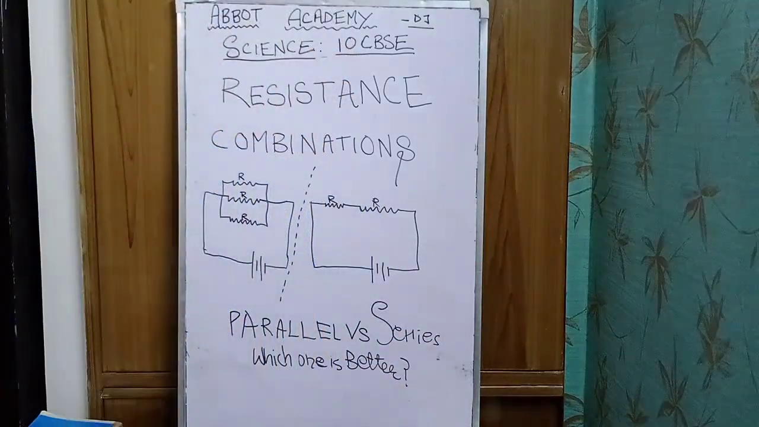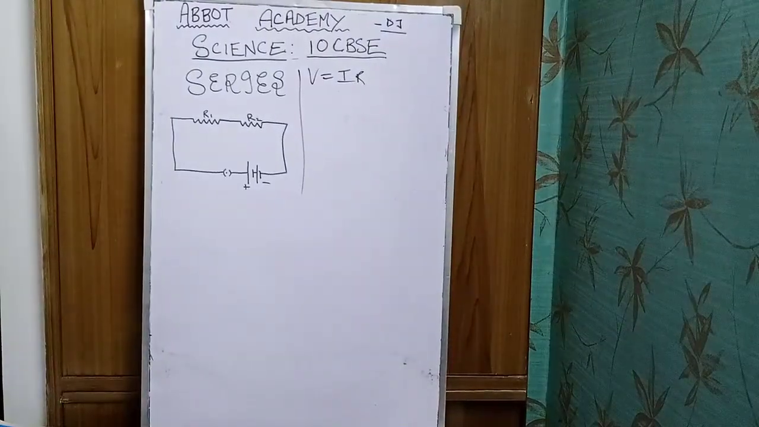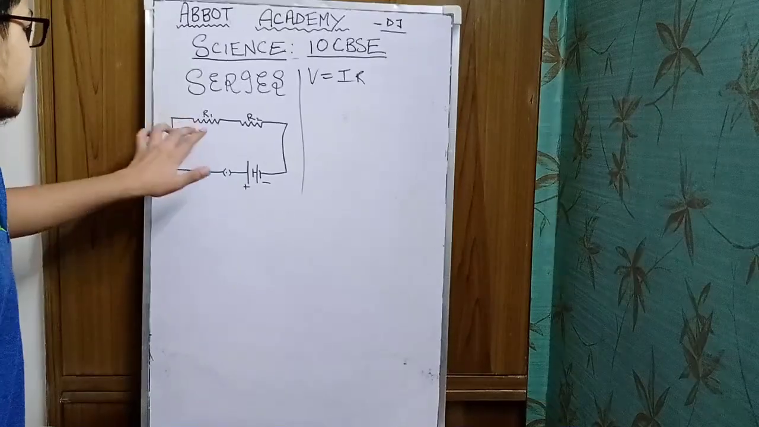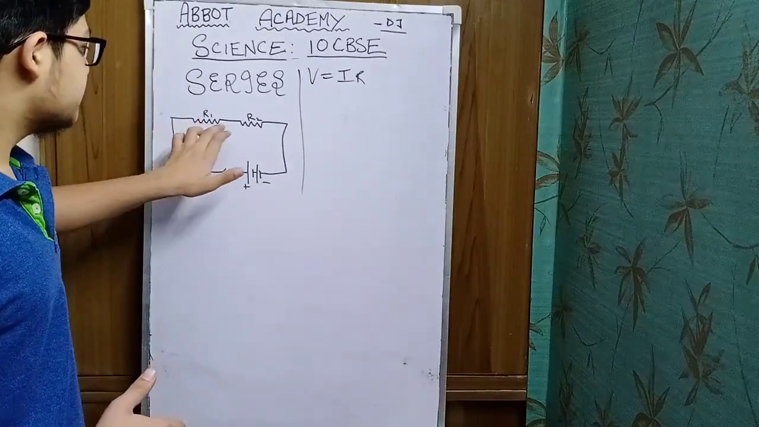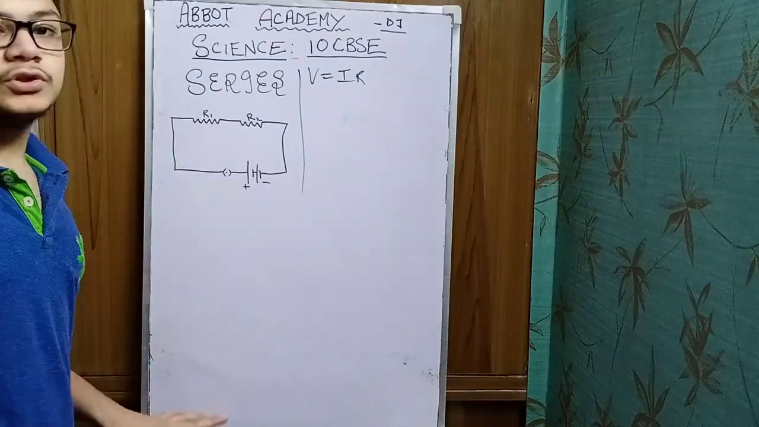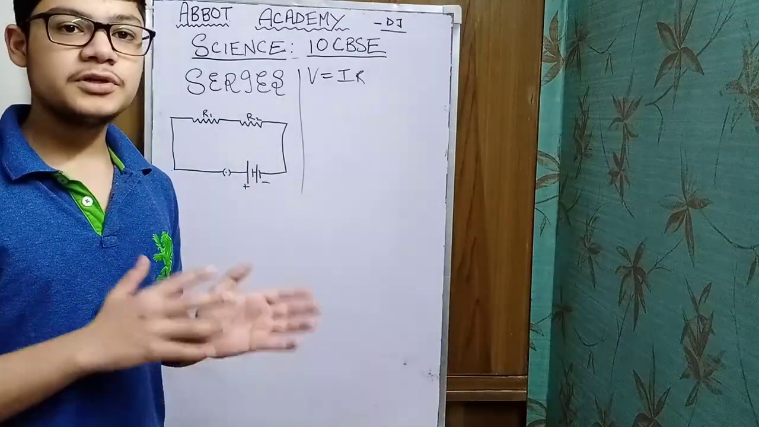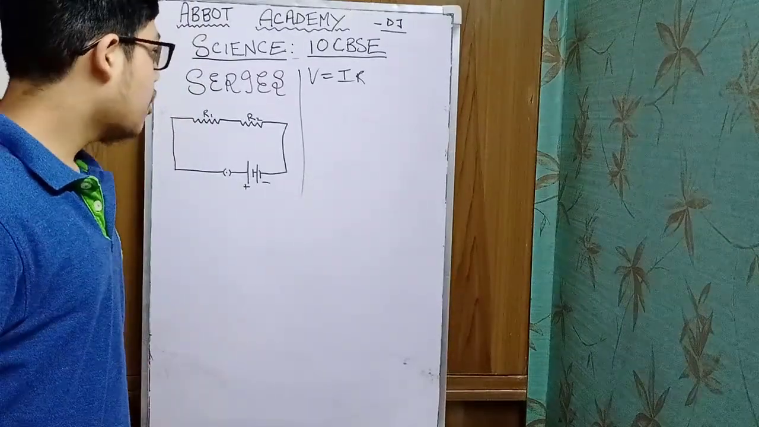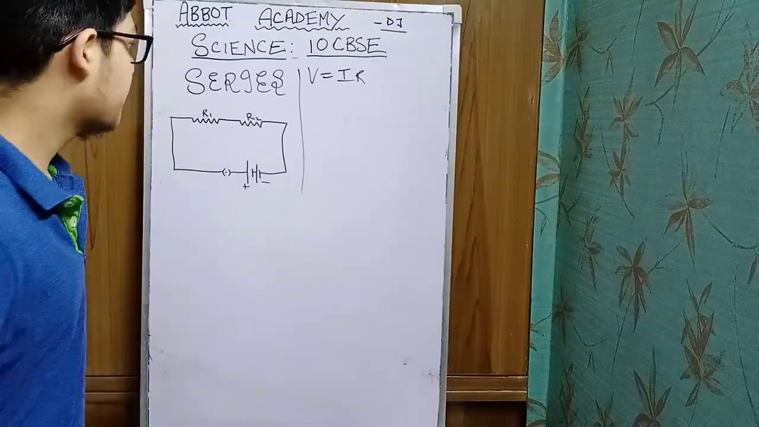Let's see. So here I have drawn a series circuit. There are two resistors. This is the sign of a resistor. The resistors are named R1 and R2, with a battery and a closed switch. A simple circuit representing two resistors joined in a series arrangement. So let us derive the formula of an equivalent resistance in series arrangement.